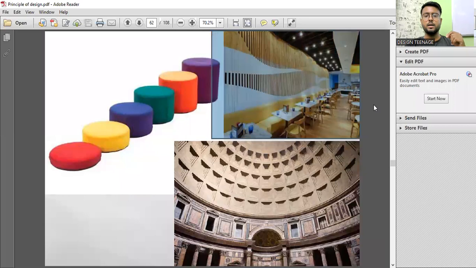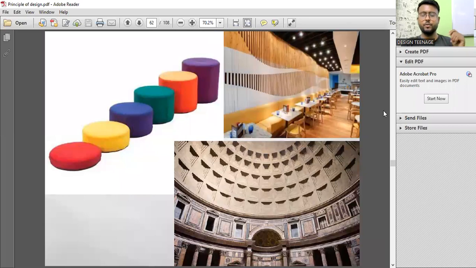So going back to our point of discussion, it was this particular section, right? Coming to this one. What kind of perspective do you see over here? It's 1-point perspective. 1-point or 2-point? Which one? 1-point, absolutely. So due to the 1-point perspective, what is happening?